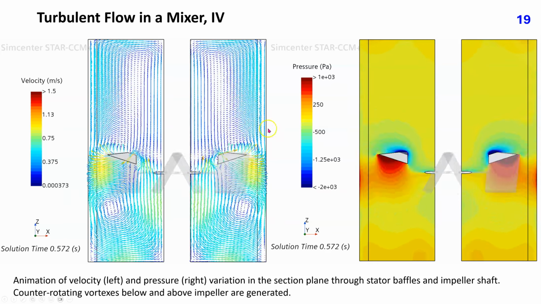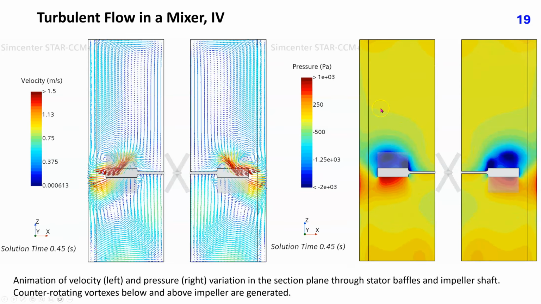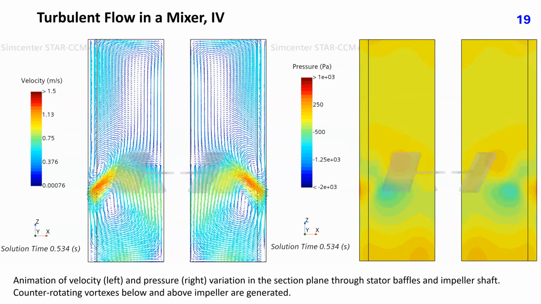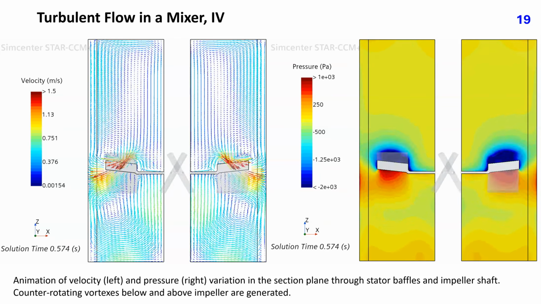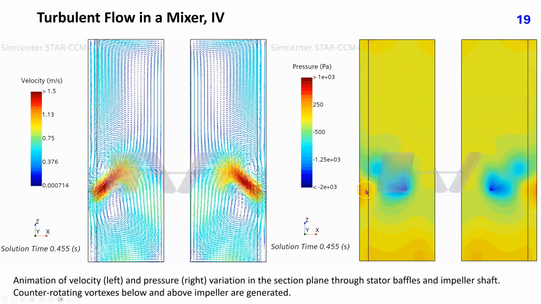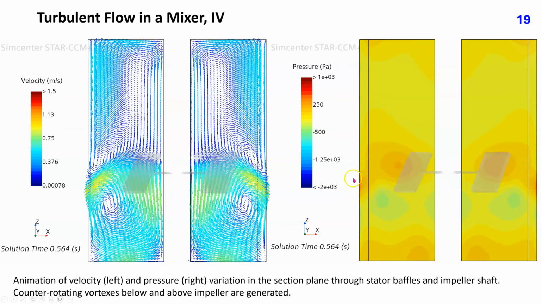The pressure is high on the downward side of impeller blades and low on the upward side, as expected. Because impeller blades are inclined, they push the fluid not only toward mixer bottom, but also toward the cylindrical casing. This is why we see high pressure in the impingement zone on fixed walls.